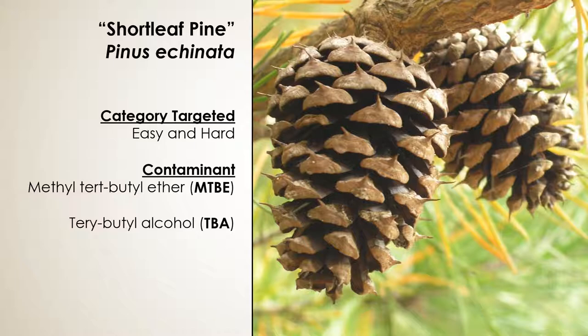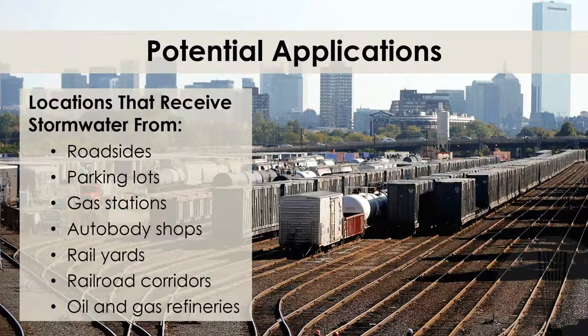So where can we plant some of these species? Well, locations that receive stormwater from roadsides, parking lots, gas stations, auto body shops. Remember I talked about leaking underground storage tanks. If we have these around some gas stations, that could be potentially beneficial should one of those tanks start to spill. It's not going to get every bit of it, but it's going to help. Railroad corridors, rail yards, and oil and gas refineries.